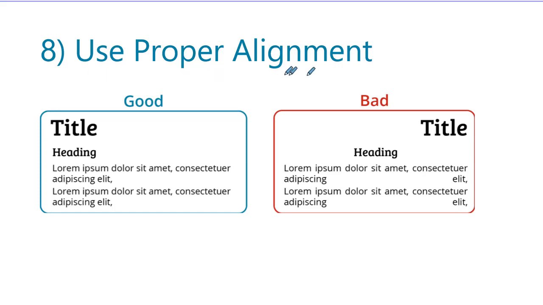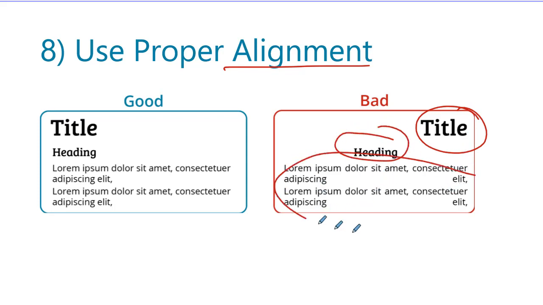And also use proper alignment. See here we got aligned right, and then we got center alignment, and then we got justified. So it's just a mess all over the place. You want to keep everything nice and aligned down the line here, and it looks good. And try to use a ragged ending instead of a justification alignment.